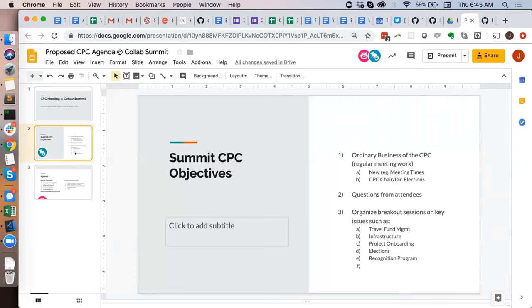My proposal is that we have some breakout sessions while we're out here to generate stage zero proposals for some of these items. And the ones that we've identified, and Mateo already has one for travel fund management. We have some body of work already around onboarding, but that needs to be refined. We have the elections topic that we've been discussing.